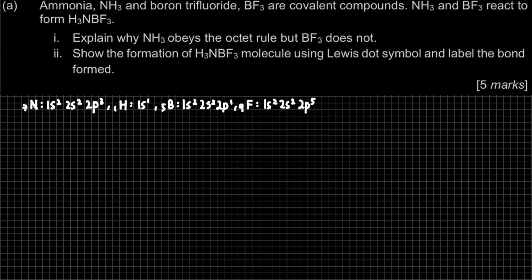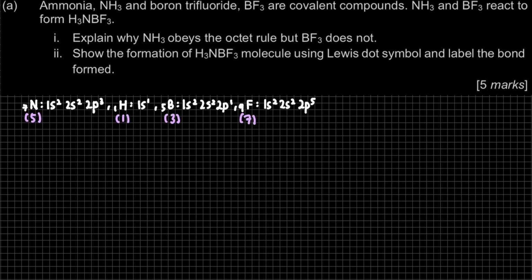Okay, so next is to determine the valence electrons. Again, valence electrons are in your highest n. For nitrogen, your highest n is n equal to 2, and your valence is 5. For hydrogen, your valence is 1. For boron, highest n, again n equal to 2, but here your valence is 3. For fluorine, again your highest n is n equal to 2. But how many valence electrons? We have here 7.